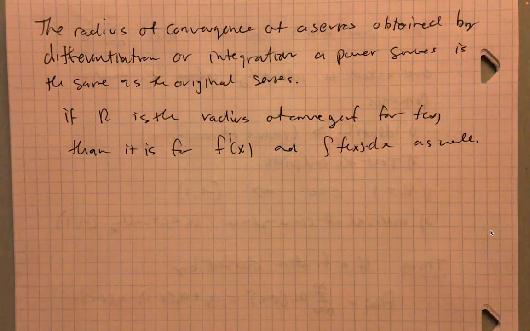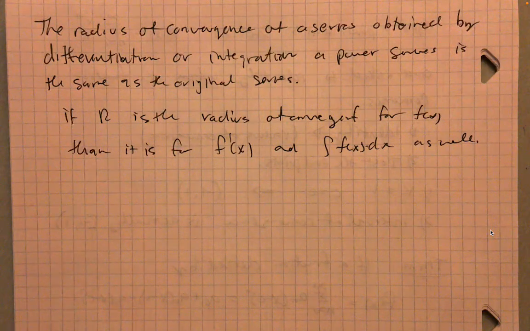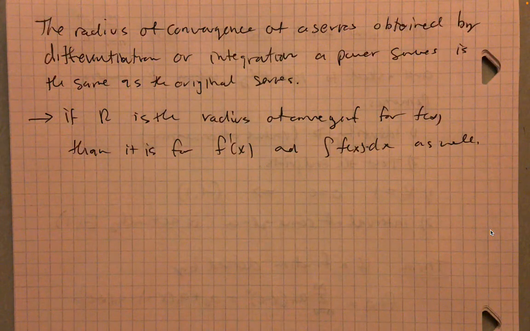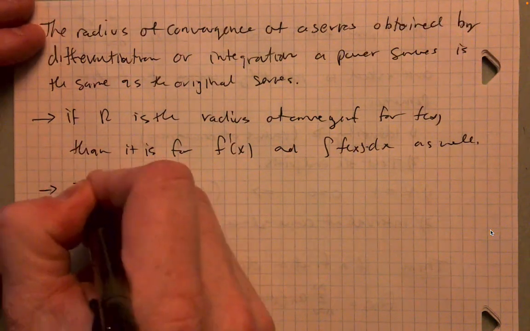All right, so if the radius of convergence for the original function is r, whatever that happens to be, 1, 10, 50, whatever it is, then that same radius of convergence is going to be applicable for the derivative and for the integral as well. Right, so that's very convenient, and probably as you might expect too. Okay, the thing to note, however, is that while the radius is the same, the interval may vary.